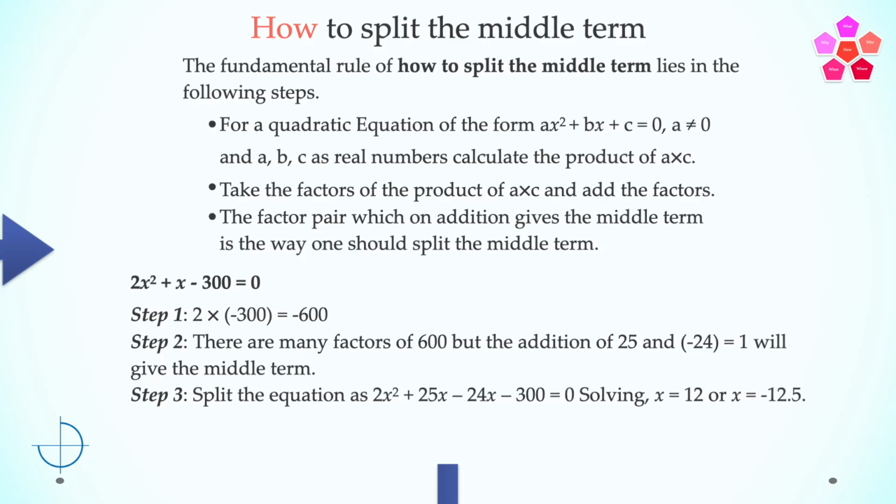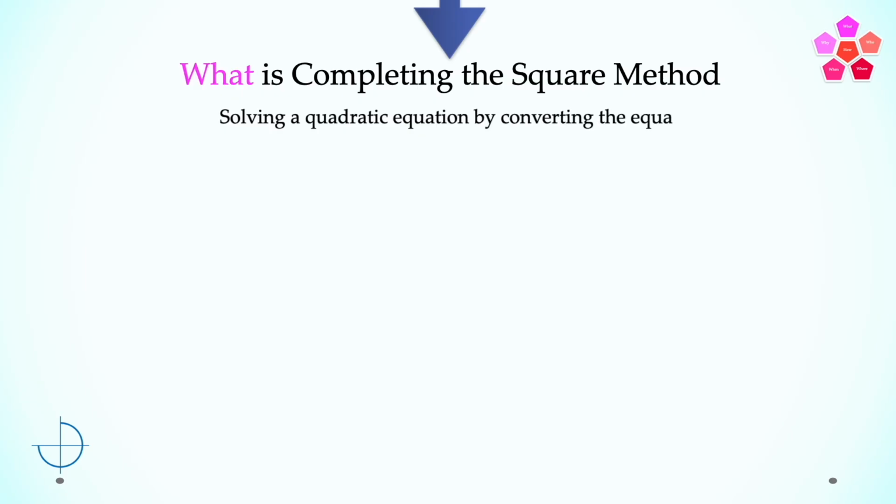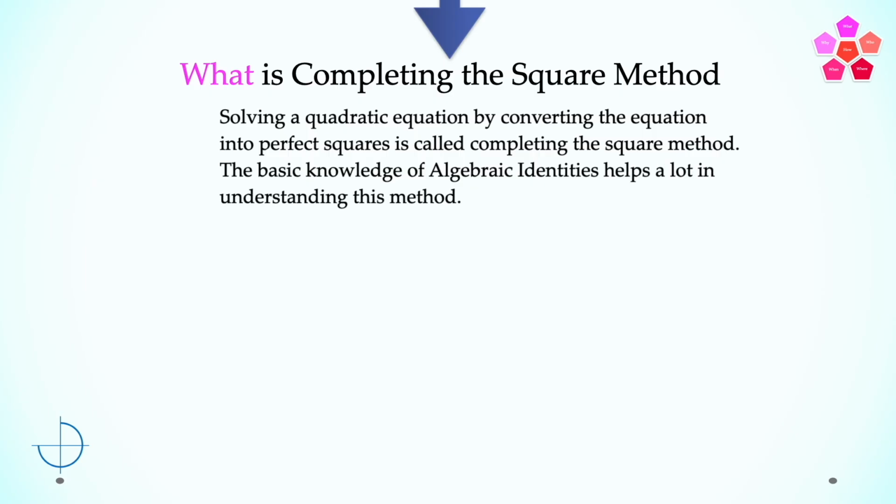So let's continue with the second method, that is, what is completing the square method. Solving a quadratic equation by converting the equation into perfect squares is called completing the square method. The basic knowledge of algebraic identities helps a lot in understanding this method. Let's consider a word problem to understand this method.